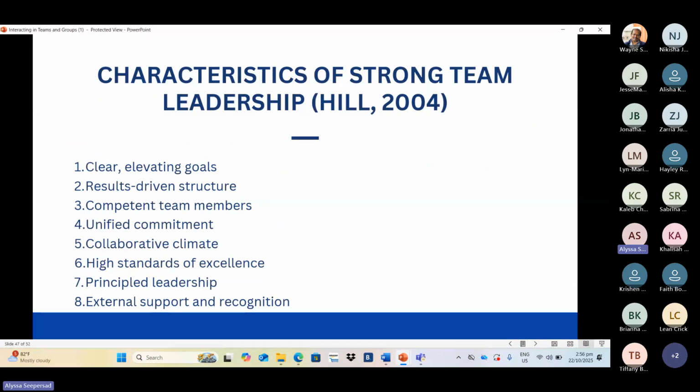Moving on to characteristics of strong team leadership. So here we have eight short and simple characteristics. Number one, clear, elevating goals; results-driven structure; competent team members; unified commitment; collaborative climate. Then we have high standards of excellence, principled leadership, and eight, external support and recognition. So these traits lay the foundation for trust, clarity, and momentum.